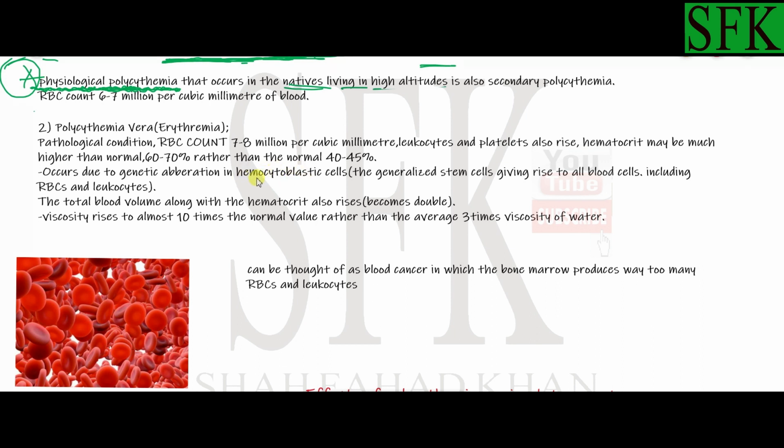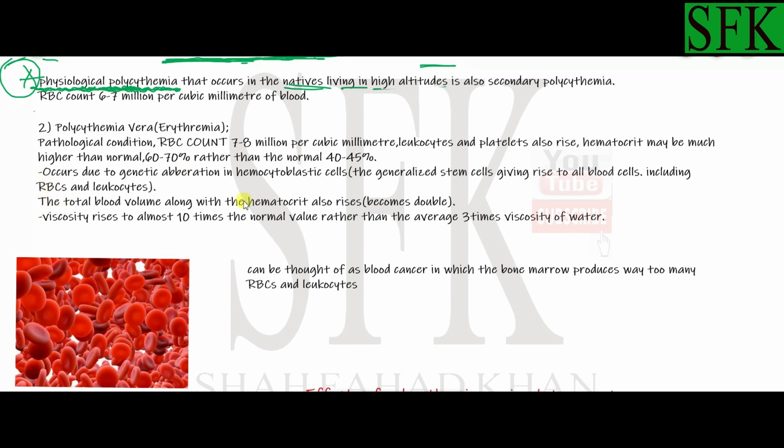These can be thought of as the pluripotential hematopoietic stem cells, and they give rise to leukocytes, red blood cells, etc. Okay, the blood components. So if genetic aberration occurs in those cells, then it's likely that polycythemia vera might develop, in which all these conditions might be present.